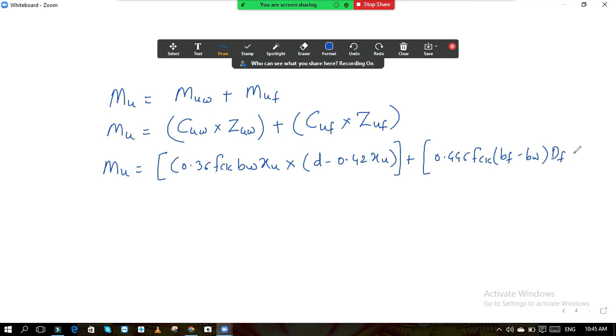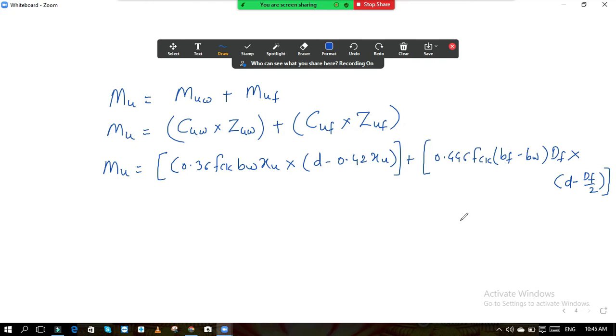This is our force. This is not the moment, so multiply this by the lever arm. Now the lever arm is ZUF. So what will it be? I will write over it, multiplied by D minus DF by 2. This is your lever arm. So this is the total equation to calculate the moment of resistance of these T sections and L sections. Okay, see this point carefully. This is the formula we are going to use to calculate the MU.